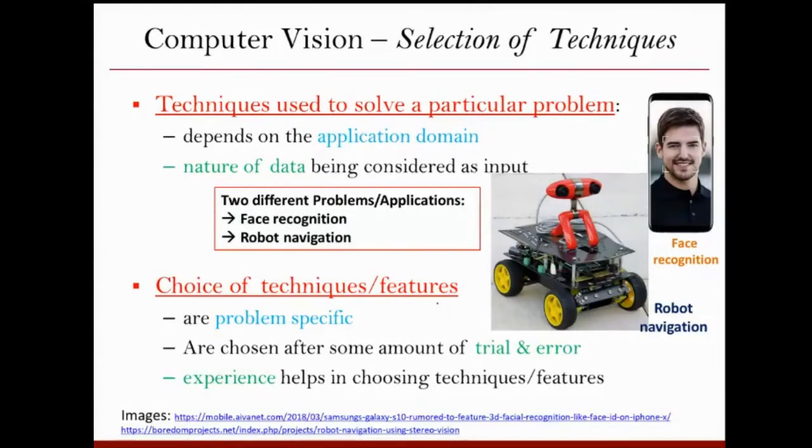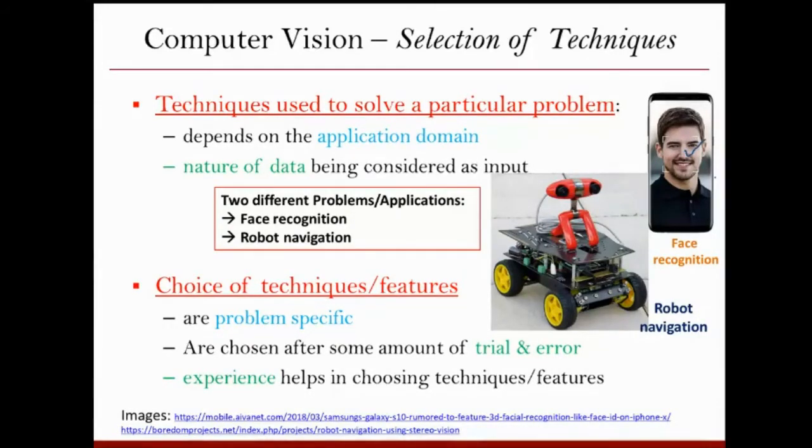Now, in computer vision, you will find there are a lot of techniques available. Which technique to use for a particular task depends on the problem. As I have given you the example here, let's say you want to do face recognition. Then you will use a particular technique. But let's say you want to navigate a robot, then the technique will be completely different.